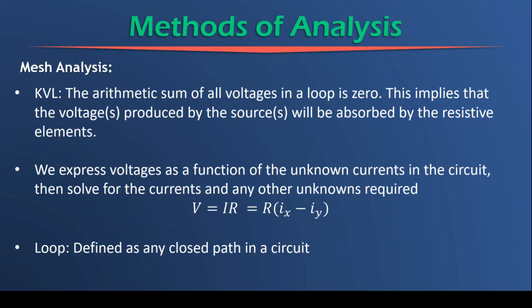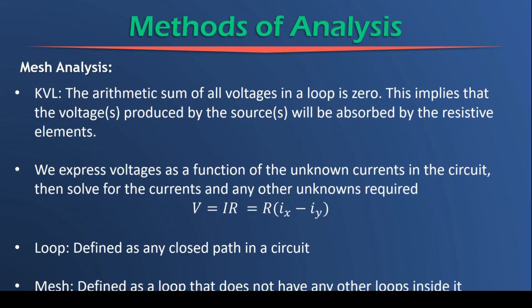What is a loop? A loop is defined as any closed path in a circuit, whilst a mesh is defined as any loop that does not have another loop inside of it. So the smallest form of a loop is then known as a mesh.